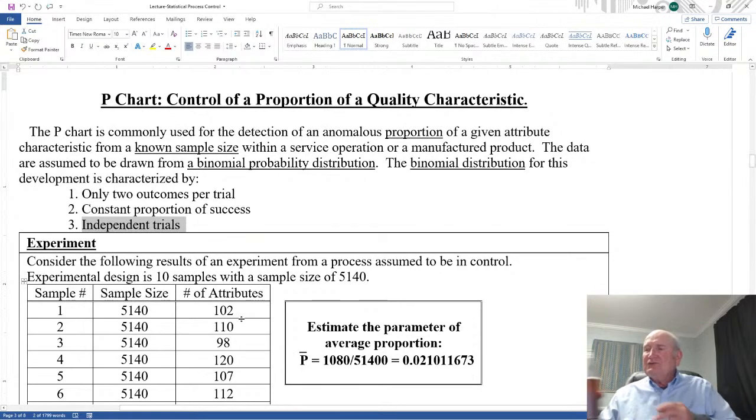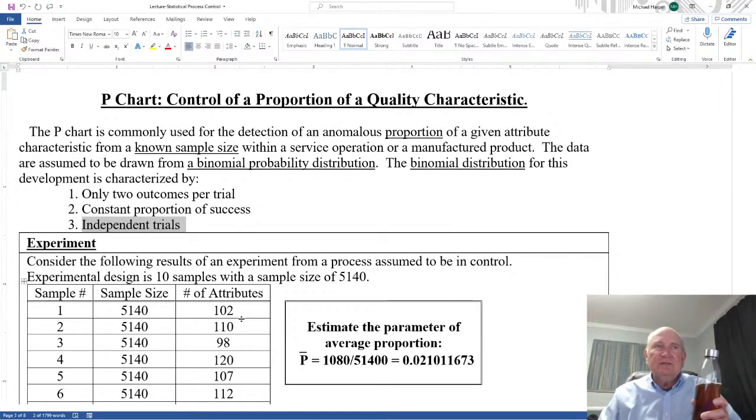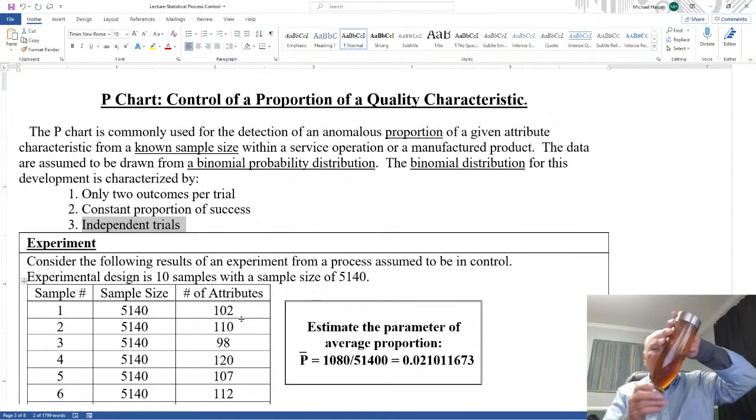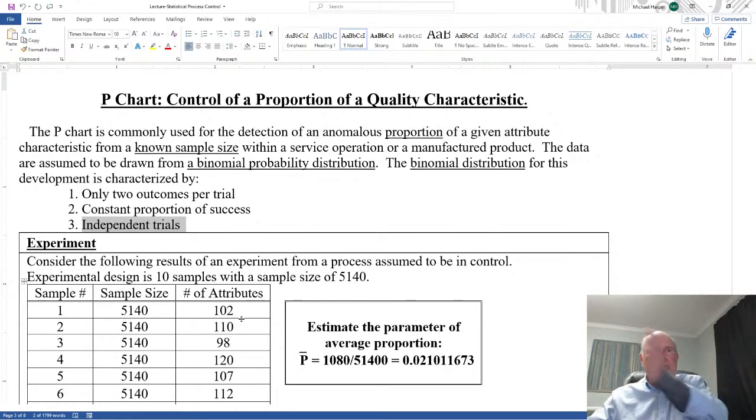Okay, now the independent trials, I'll try to do this again and be careful. I get excited over this stuff. Independent trials is that when you measure it, that trial is independent of the next trial. Each of these are measured independently.